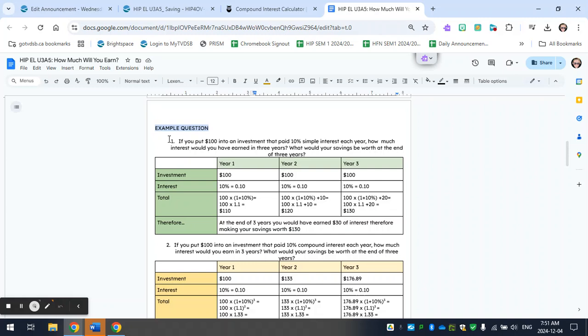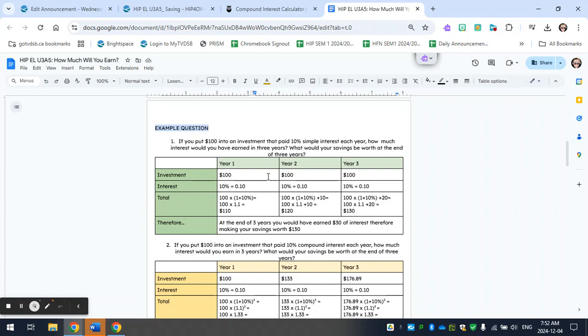If we look at question number 1, if you put $100 into an investment that paid 10% simple interest each year, so yearly, how much interest would you have earned in 3 years, and what would your savings be worth at the end? So with simple interest, remember, nothing gets added on. We invested $100. It's $100 for year 1, year 2, and year 3. 10% breaks down to 0.10 once we switch it to a decimal.